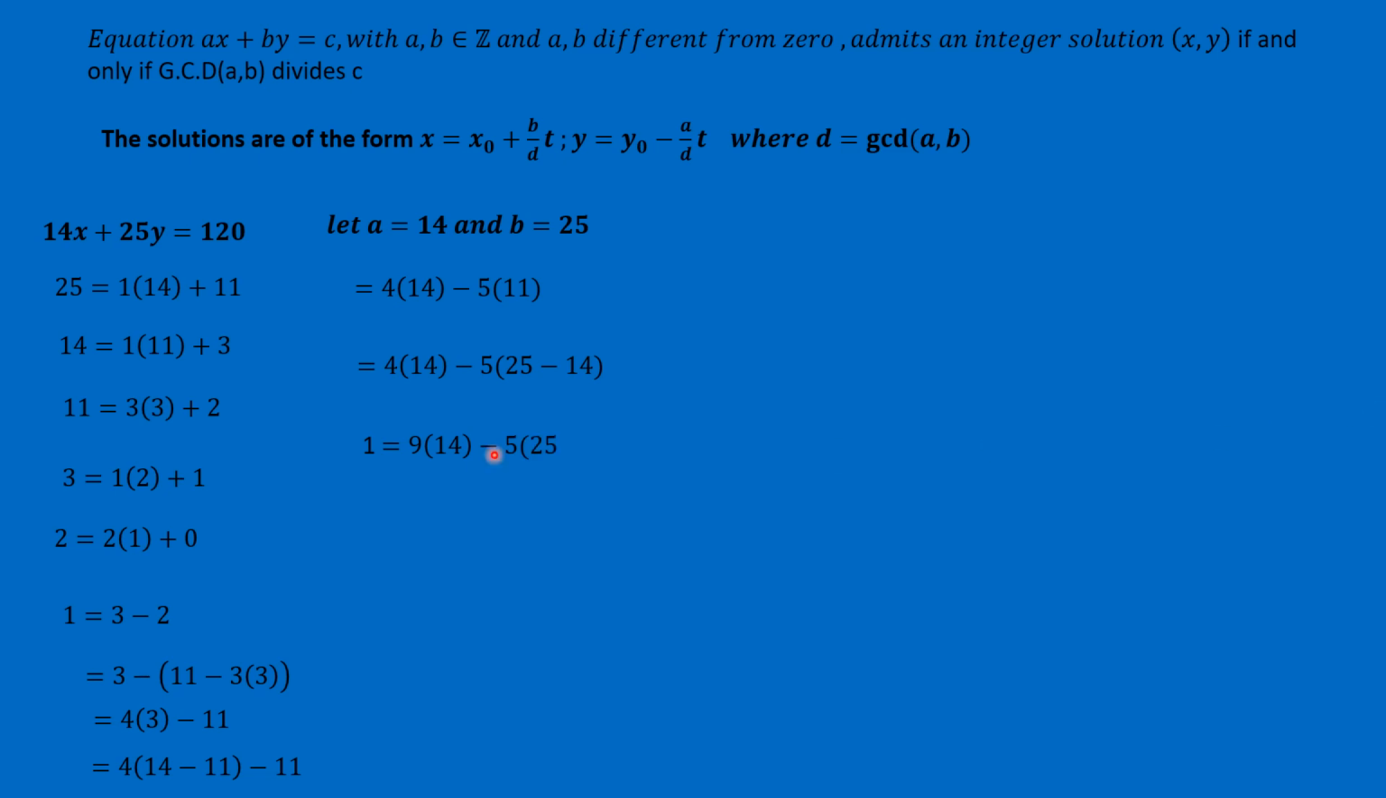And when you simplify again, you will have, that's the GCD, which is 1 actually, is equals to what? This time this is 9 into 14, right? Because here will be positive, minus 5 into 25. So we see that we have expressed the greatest common divisor of 14 and 25 in terms of 14 and 25.